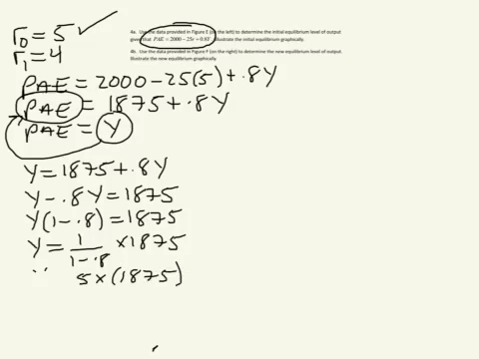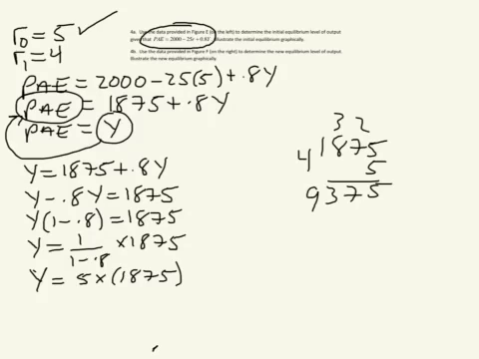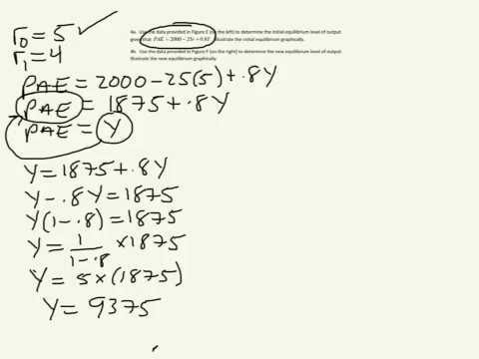So y is equal to, oops, sorry, I had to figure out what 5 times 1,875 was. So y is equal to 9,375. So that's the initial equilibrium. Now let me erase this. Now we're going to do the same thing, only we're going to use the interest rate as 4 when it changes, when the money supply goes up.